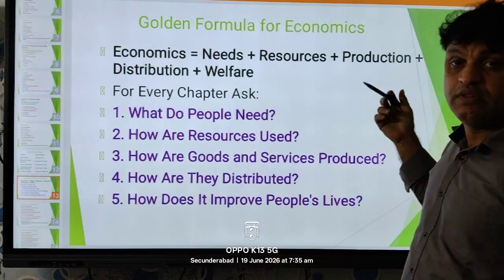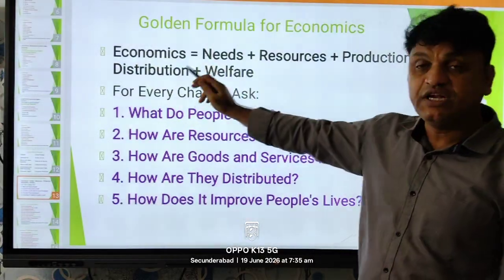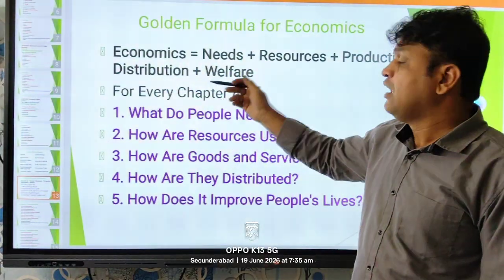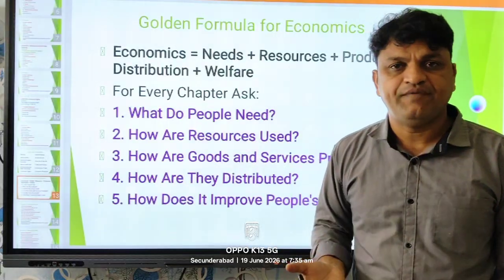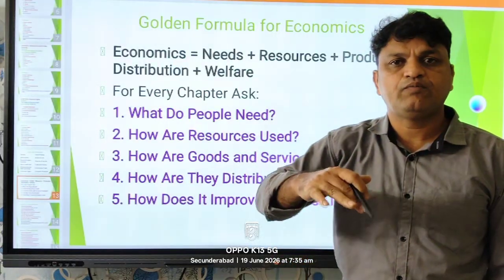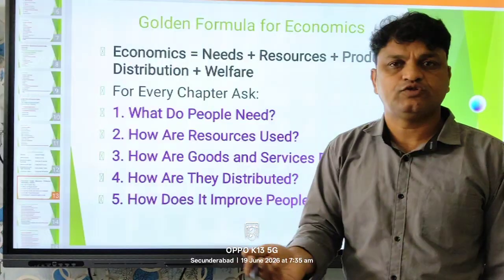And production, how the production activity is taking place, and how the distribution activity is taking place, and what finally it leads to: people's welfare. Welfare means taking care of all the people, providing all kinds of facilities. That is called welfare, social welfare.